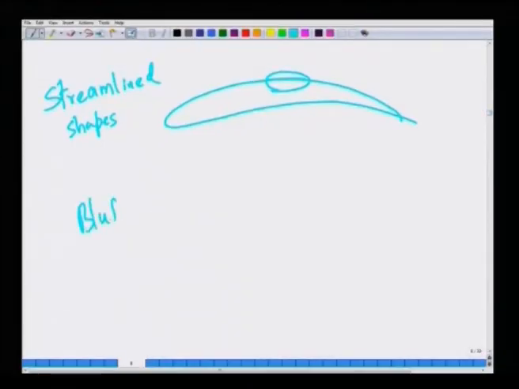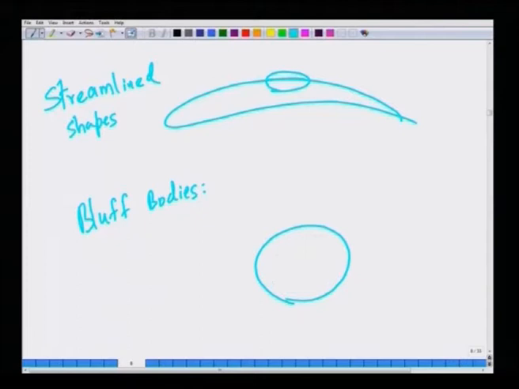The form drag is usually negligible, but if you consider bluff bodies like a sphere or a cylinder, then it is not easy to calculate the drag force on a sphere or a cylinder using only boundary layer theory. The reason is because, as I have been mentioning, as the fluid flows from point A to point B, the pressure goes from a maximum to a minimum, while the velocity goes from 0 to a maximum. From B to C, the pressure goes from a minimum to a maximum. So, B to C is a region of adverse pressure gradient.